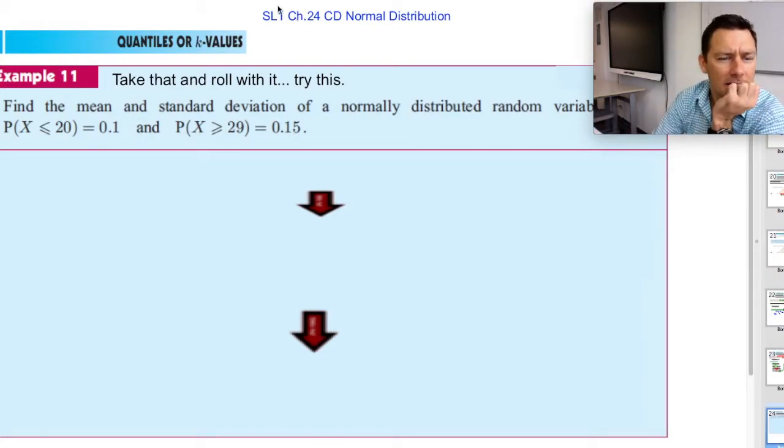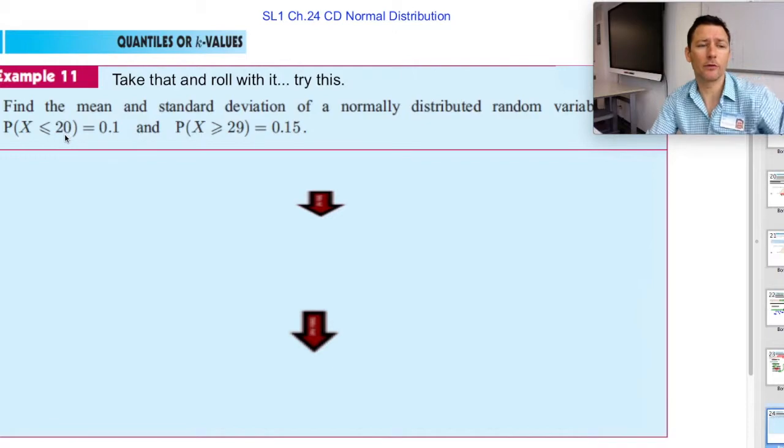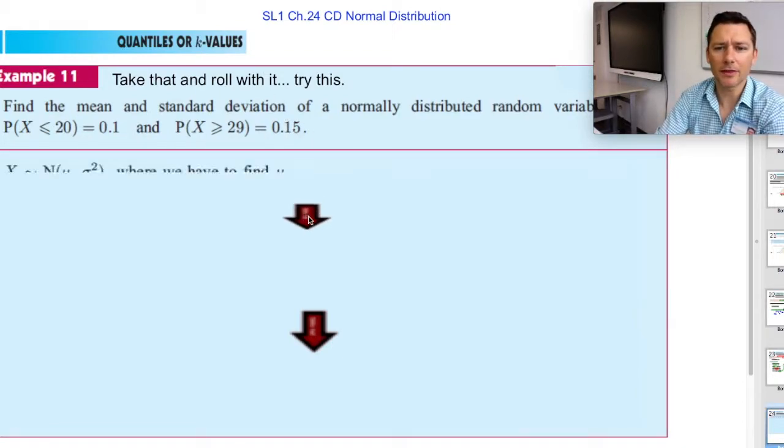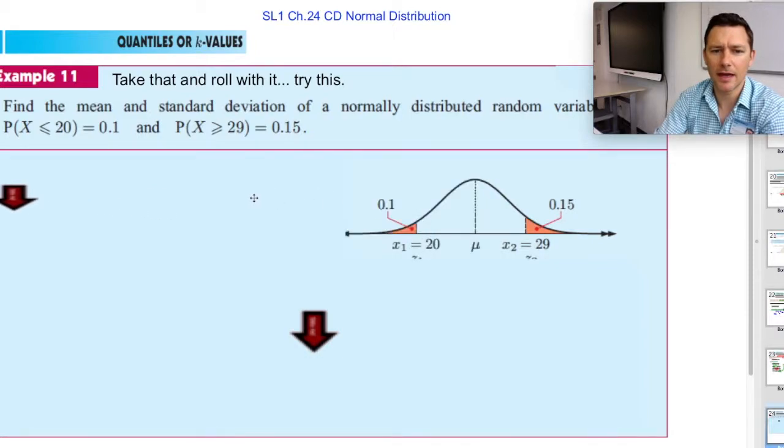The same thing. We want to find the mean and the standard deviation of normally distributed random variables. The probability that you're less than this threshold value of 20 is 0.1, and the probability that you're above this threshold value of 29 is 15%, so 10% and 15%. I think the hardest thing is visualizing that.